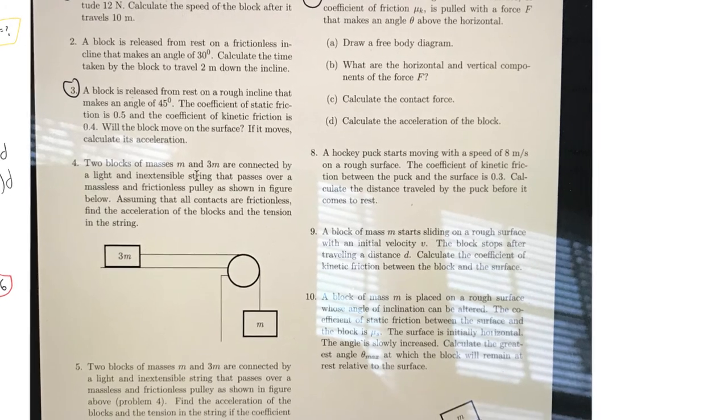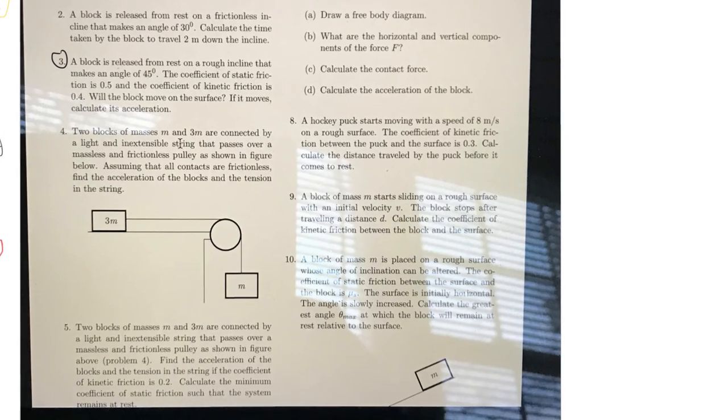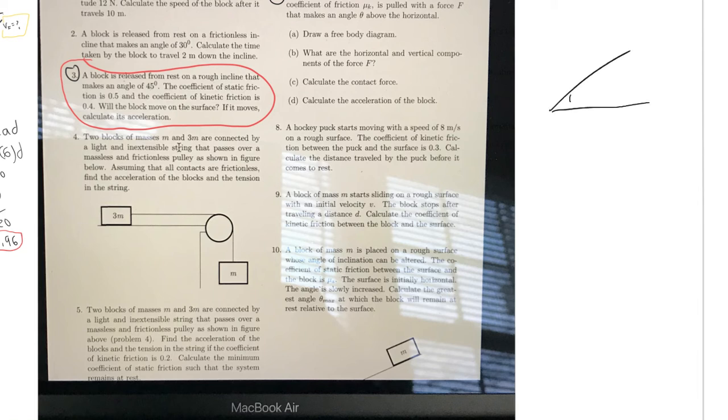So just draw attention to it by putting a circle around it, and we'll go off to the side. Well, we should probably draw it, right? 45 degrees. Cool.